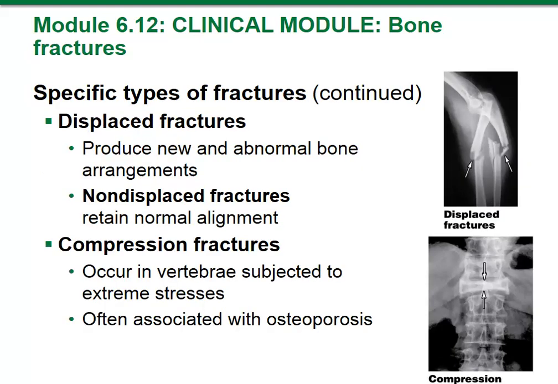Okay, in displaced fractures, you produce new and abnormal bone alignment. In non-displaced fractures, you retain the normal alignment. And compression fractures occur in your vertebrae. When you have extreme stress, it's pushing down. And this happens often with people that have osteoporosis, where the bone tissue is breaking down.